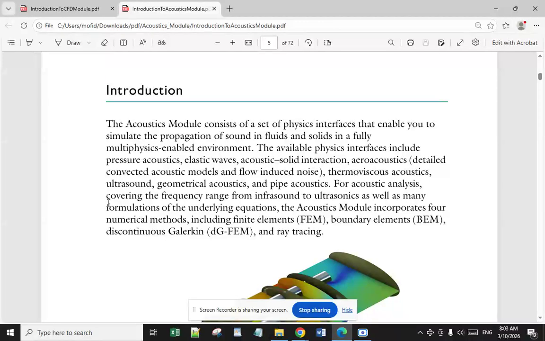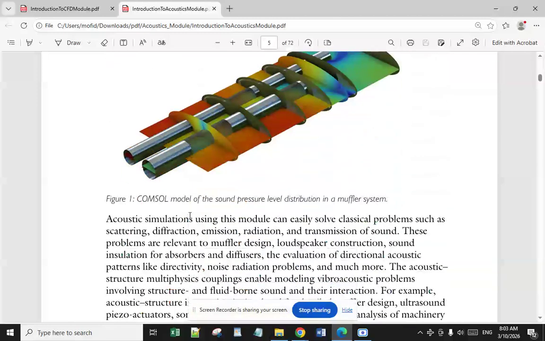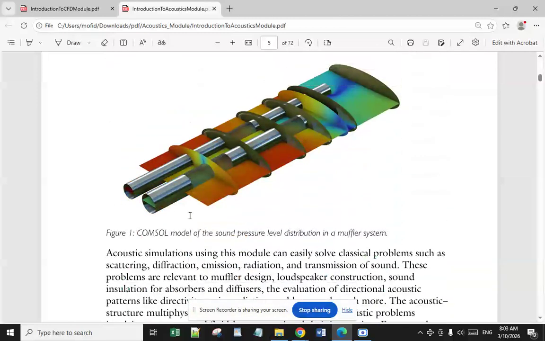For acoustics analysis covering the frequency range from infrasound to ultrasonics, as well as many formulations of the underlying equations, the Acoustics Module incorporates four numerical methods, including the finite element method, the boundary element method or BEM, discontinuous Galerkin or DG-FEM, and ray tracing. As you see, the first figure shows a COMSOL model of the sound pressure level distribution in a muffler system.